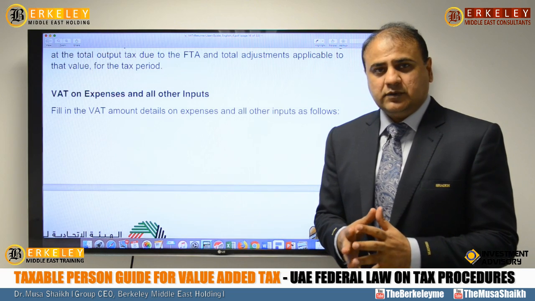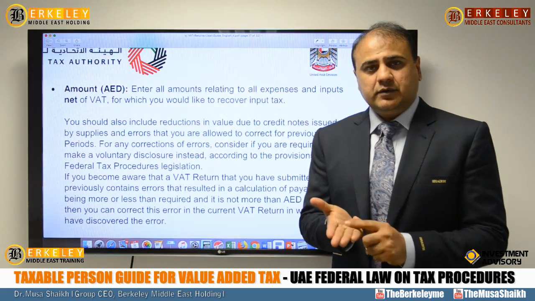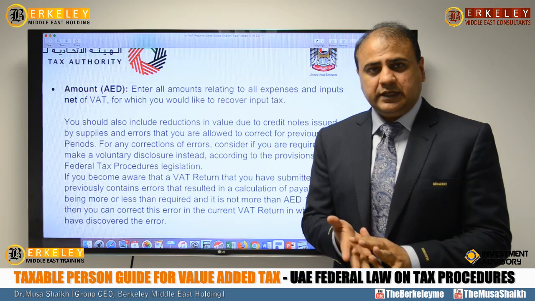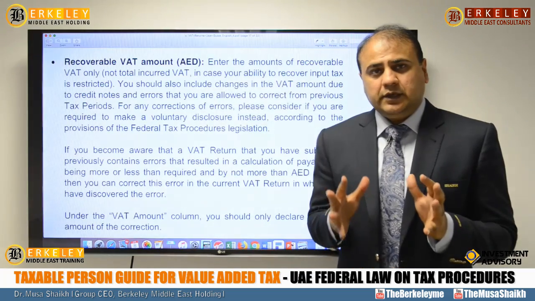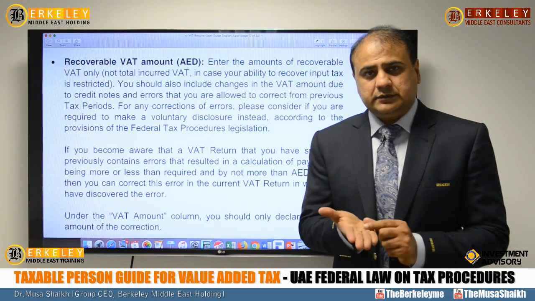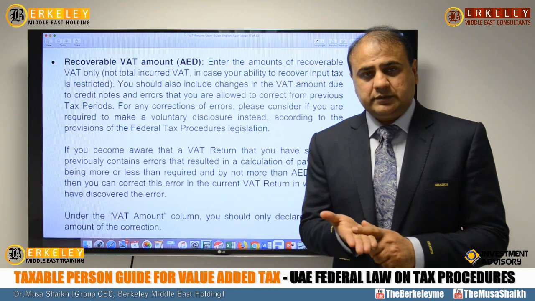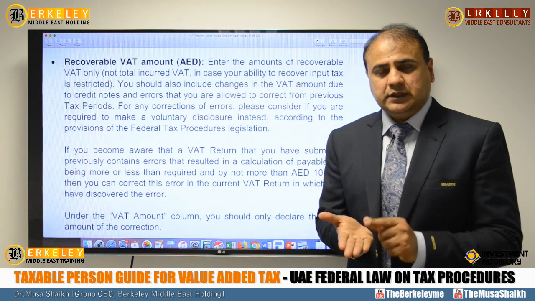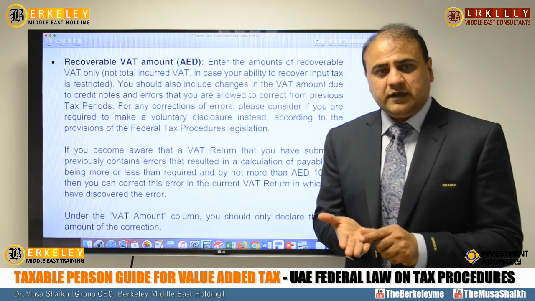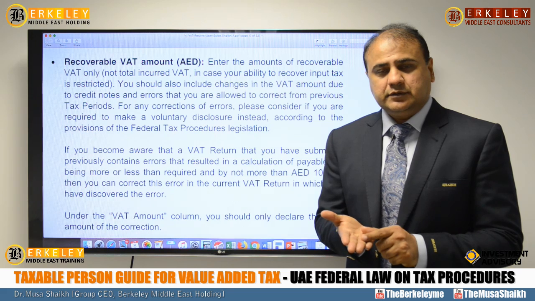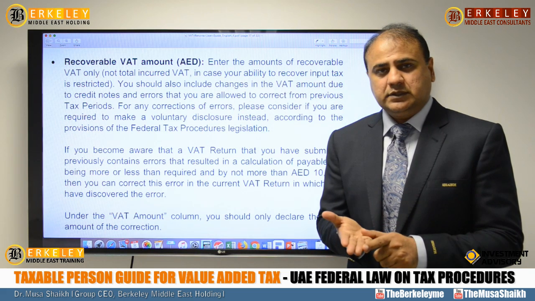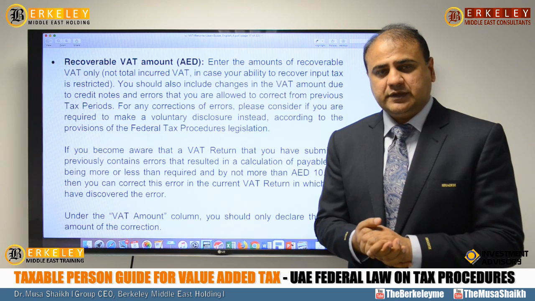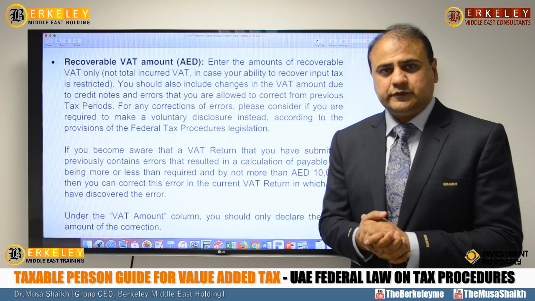VAT on expenses and all its inputs. Please enter all the expenses net of VAT for which you would like to claim your input tax. In order to enter an amount which is related to your recoverable amount, enter only the net amount. If you have some credit notes, you should also include them. And if you have some corrections, you should know whether you are above 10,000 or below 10,000. If you're above 10,000, you have to give an extra disclosure to FTA, which will be subject to their approval.